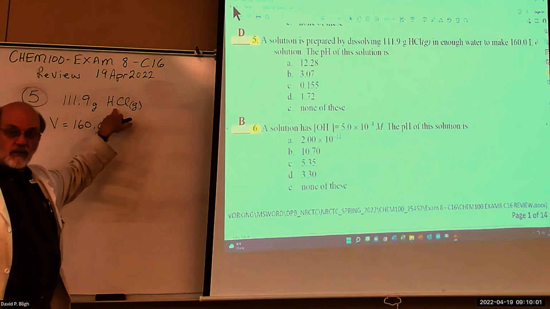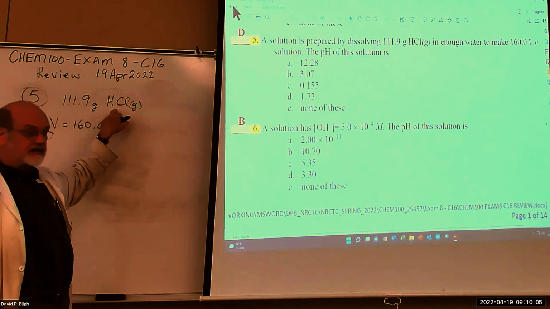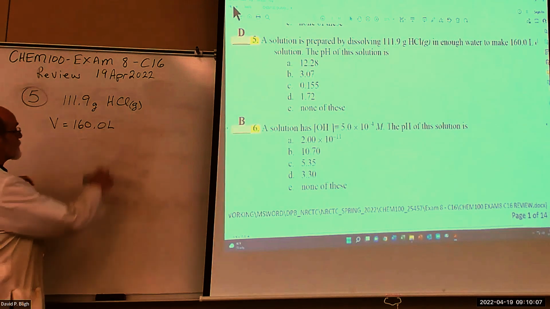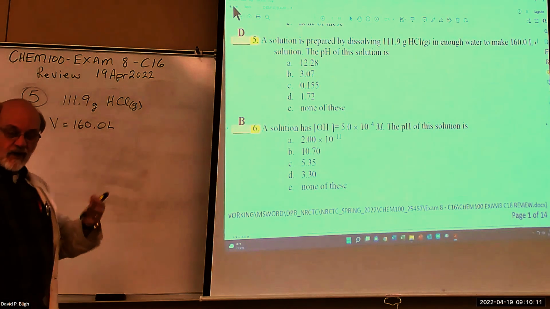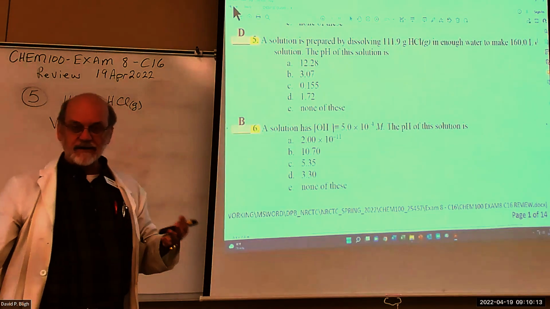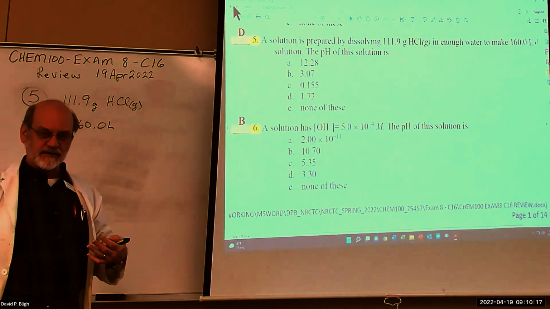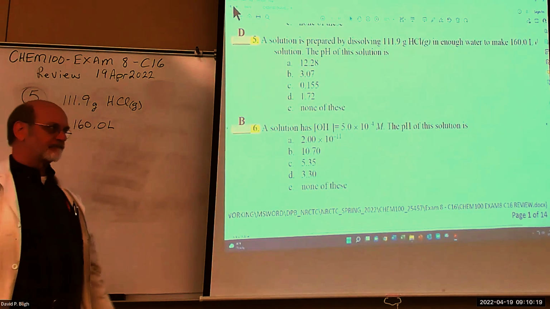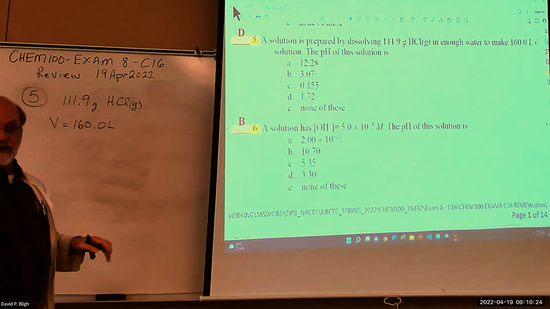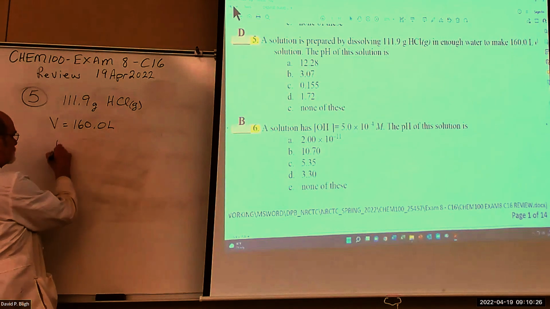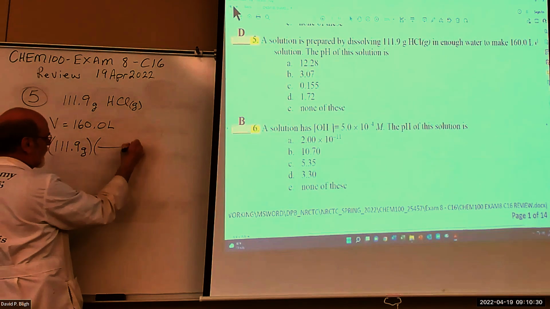HCl, when you dissolve it in water, completely dissociates. It's a strong acid. But first of all, we have grams, right? You can't use grams in calculating the molarity of the acid. That's what we need. So we have to convert this to moles of HCl first. Conversion factor time.